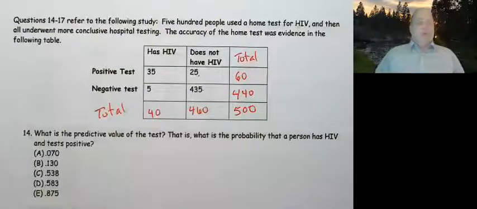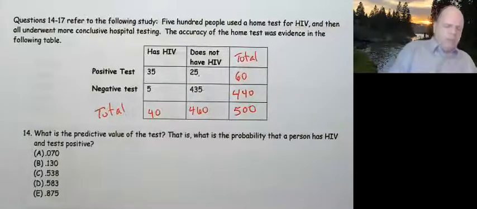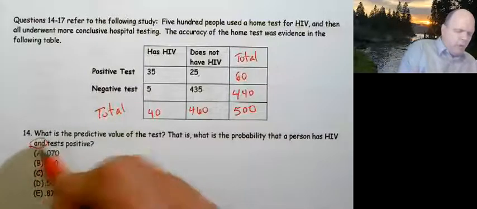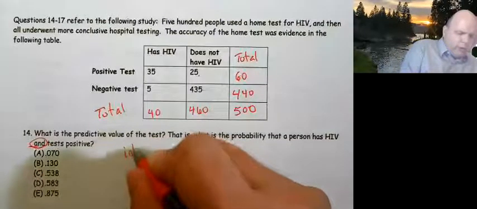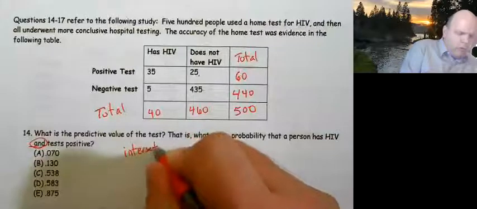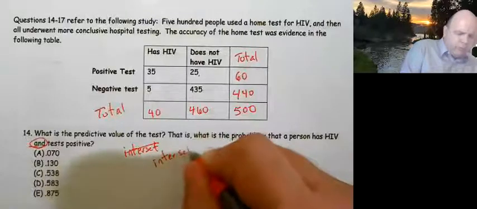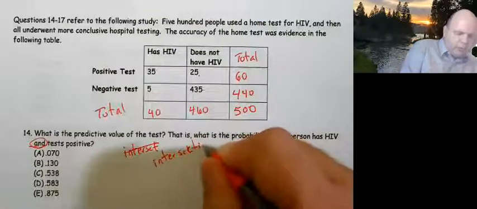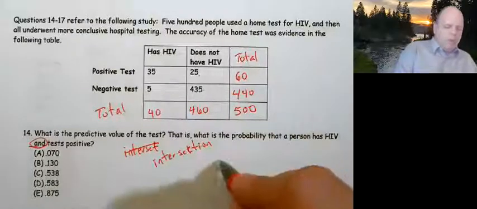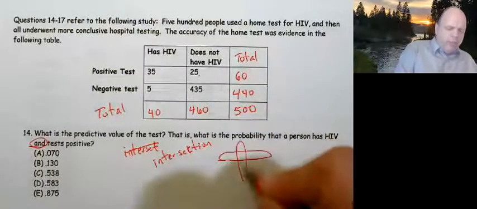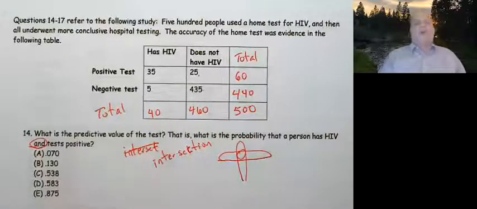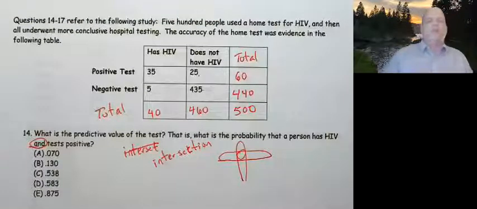All right. So what is the predictive value of the test? And that scares me. I don't know medical terminology. I don't know that word. But I can read on. What is the probability that a person has HIV and tests positive. And is an important word. It's an intersection word. So that means I'm looking for the number where the two things cross, right? It's the intersection. It's a street intersection where the two things cross.